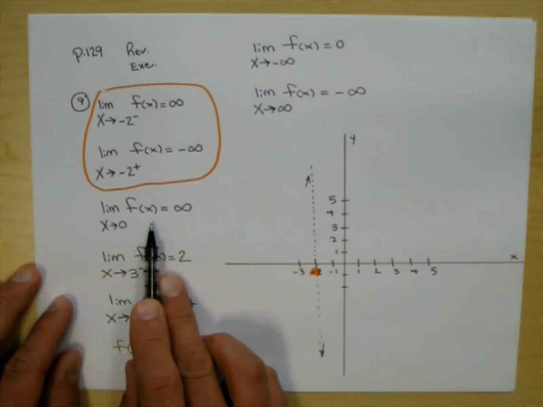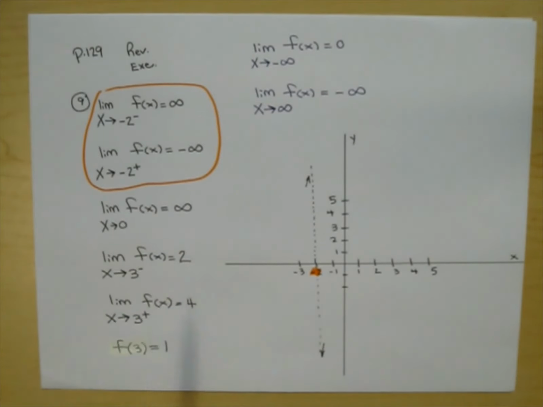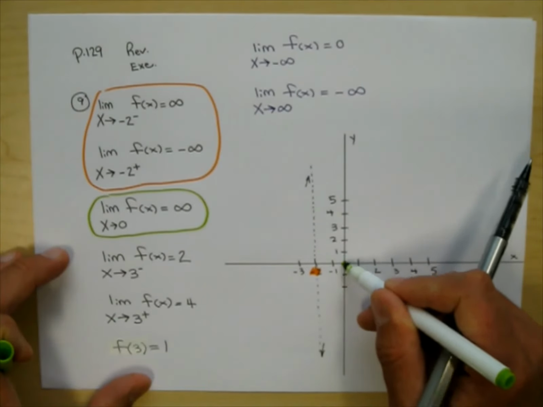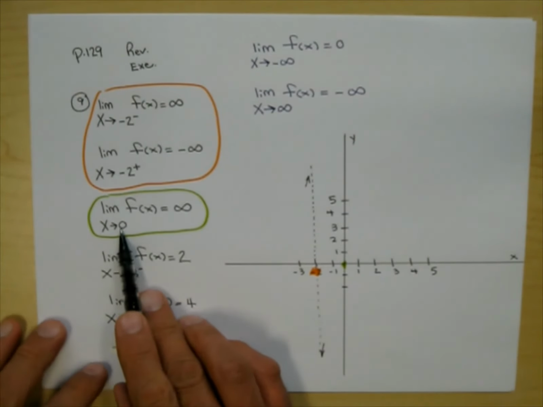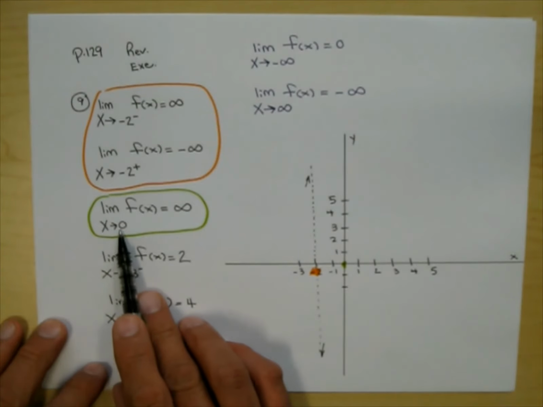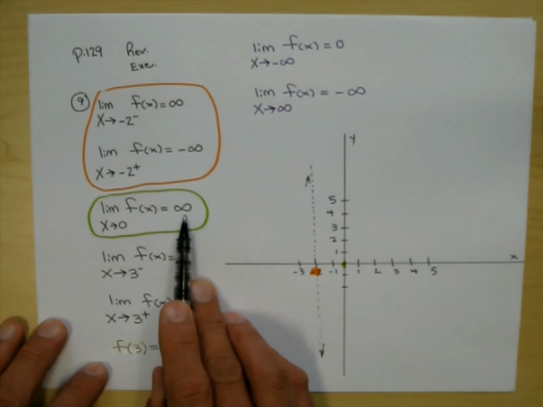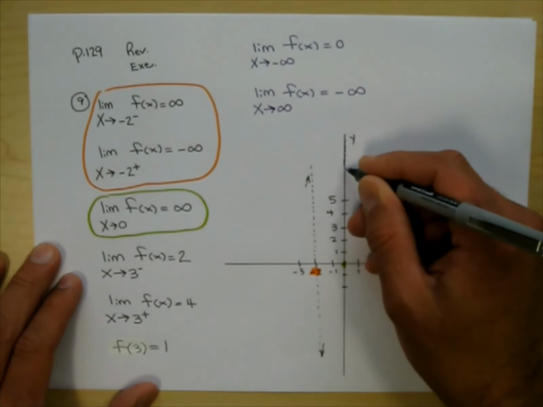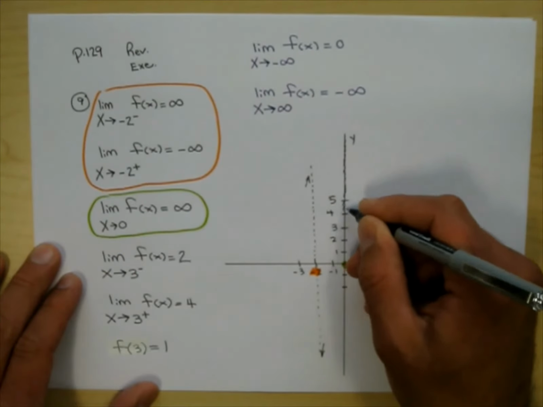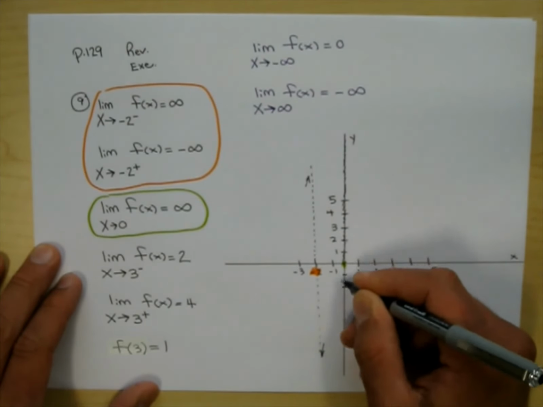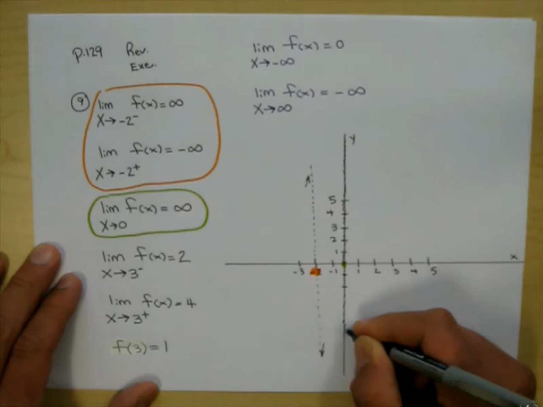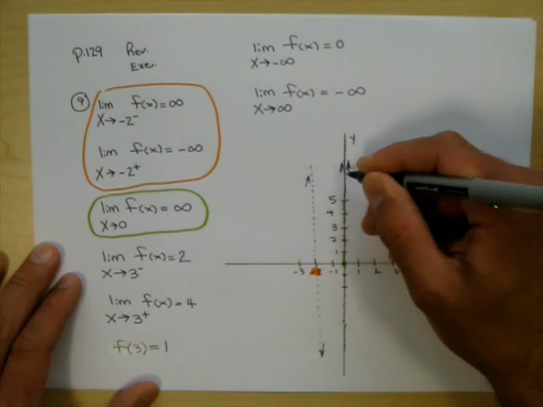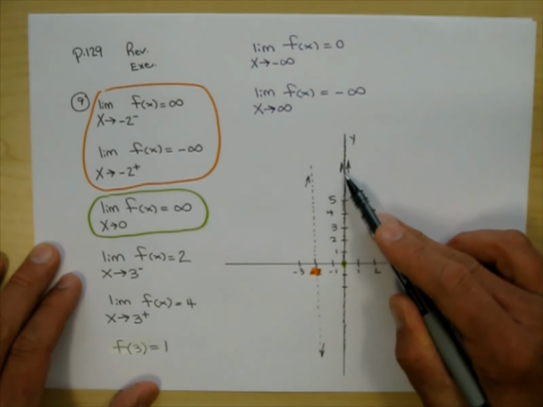Okay, the next one is approaching 0. Let's put this one in green. As you approach 0, now this says from both sides, because that's what it says, x approaches 0. It's infinity, which means there is another vertical asymptote, x equals 0, and it's going to be looking like this. The graph's going to be running up there on both sides. Okay, so those are kind of like arrows.